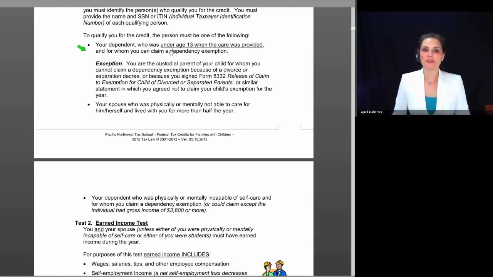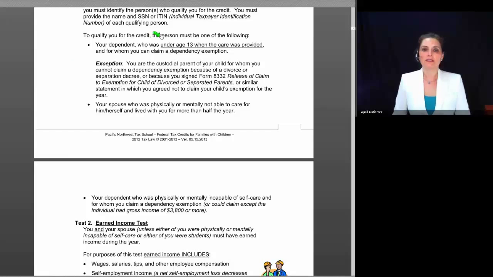There is an exception to this must-claim-dependency-exemption rule. The exception is that if you are the custodial parent of your child for whom you cannot claim a dependency exemption because of a divorce or separation decree, or because you signed Form 8332, Release of Claim to Exemption for Child of Divorced or Separated Parents, or some other similar statement, then you can still claim the Child and Dependent Care Credit even though you are not claiming your child's dependency. But for everyone else, in order to claim the Child and Dependent Care Credit, you must be able to claim their exemption.